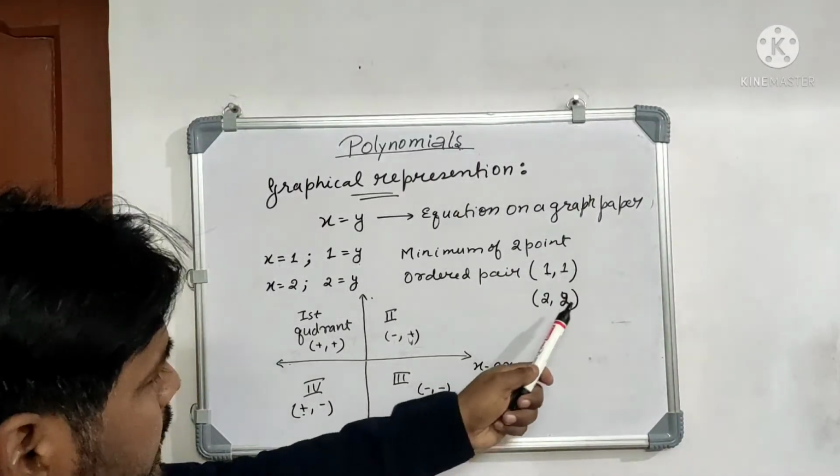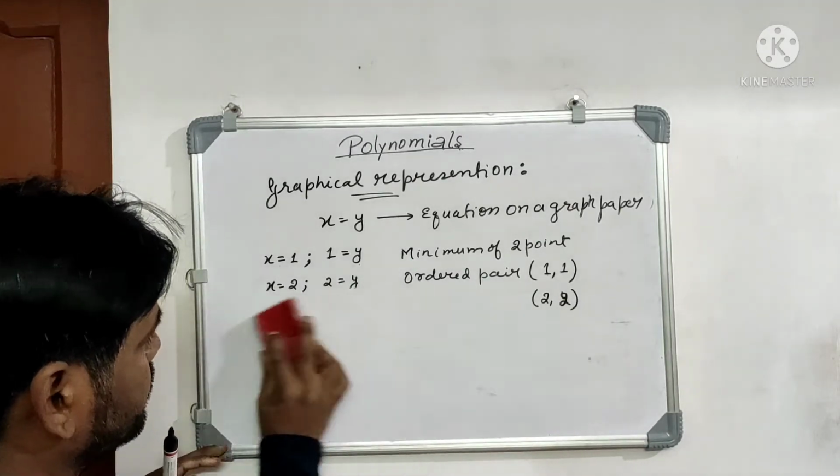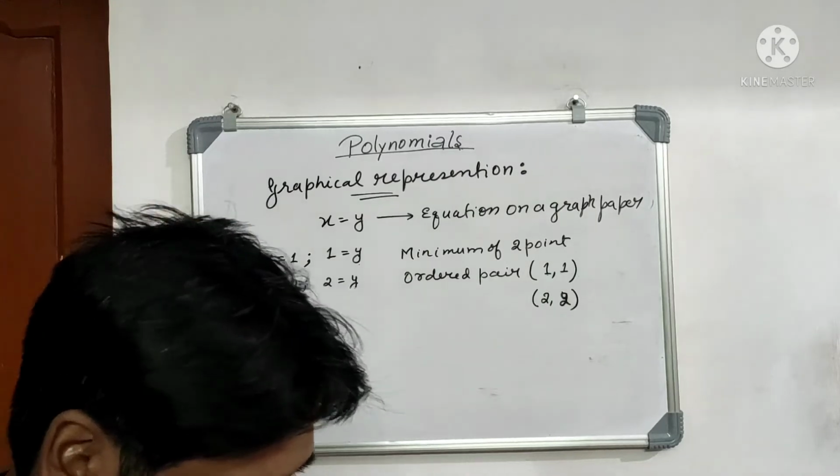So let us represent these points so as to form the graph of the equation x is equal to y.